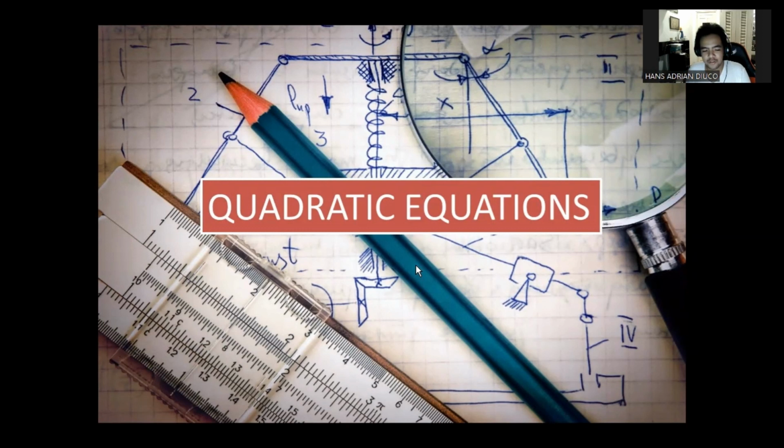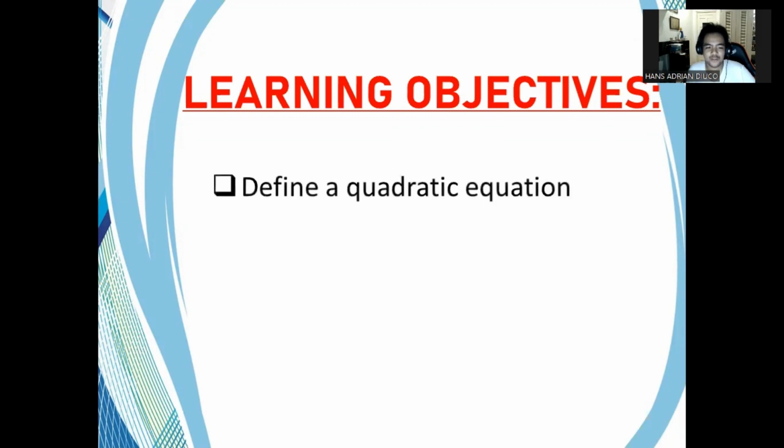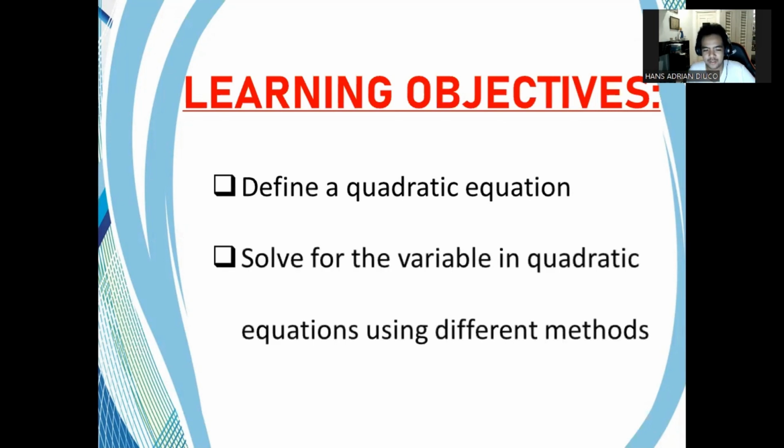Okay, so again, good afternoon to everyone here. Seems that everyone is here right now. So I guess we can start with our lesson for today. Let's start with our learning objectives. First, students are to define a quadratic equation and to solve for the variable in quadratic equations using different methods.